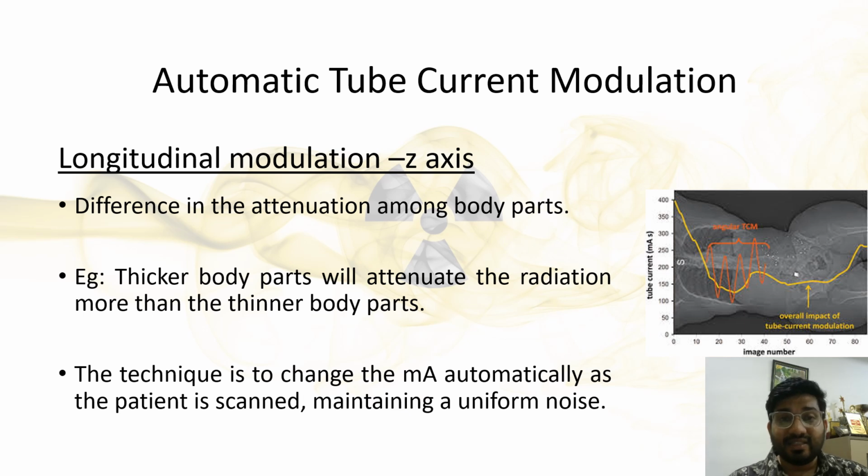As we know, the chest is largely air filled, so the attenuation is significantly less, so a lesser dose is used. But going down to the abdomen, again a slight increase in the attenuation, so the radiation dose is a little bit higher, and at the pelvic level it increases further. So thicker body parts will attenuate the radiation more than thinner body parts. The technique is to change the MA automatically as the patient is scanned, maintaining a uniform noise.